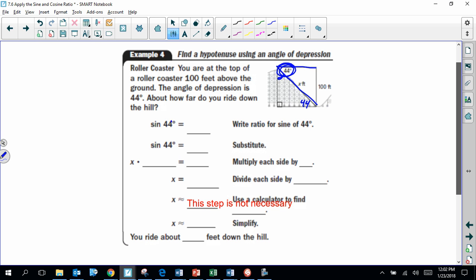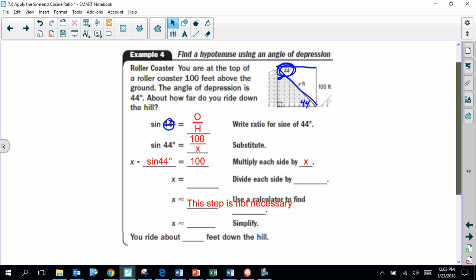So again, when we set it up, this should really say sine of theta is equal to the opposite side over the hypotenuse. Then you substitute your numbers. So the angle in this case is 44, the opposite side is 100, and the hypotenuse is x. We're going to solve this one identically to the way that we did the last example. Multiply both sides by x, so I get x times the sine of 44 is equal to 100.